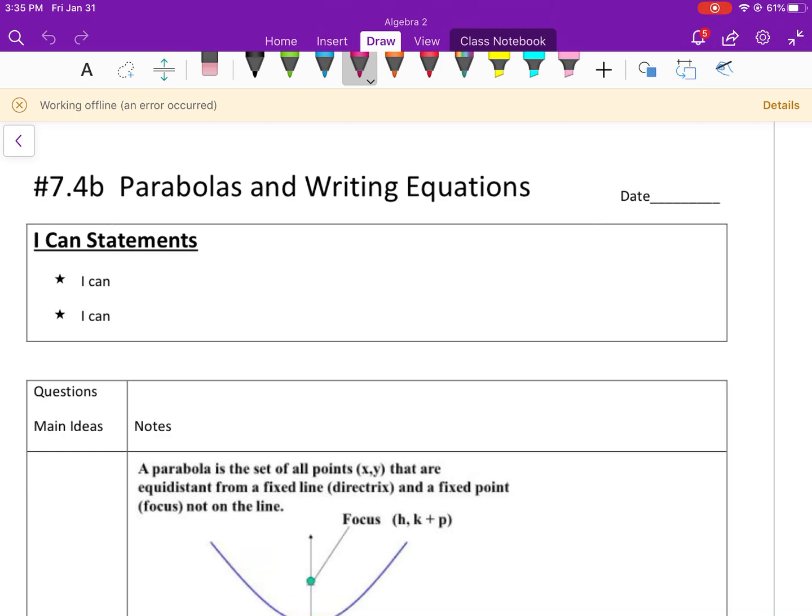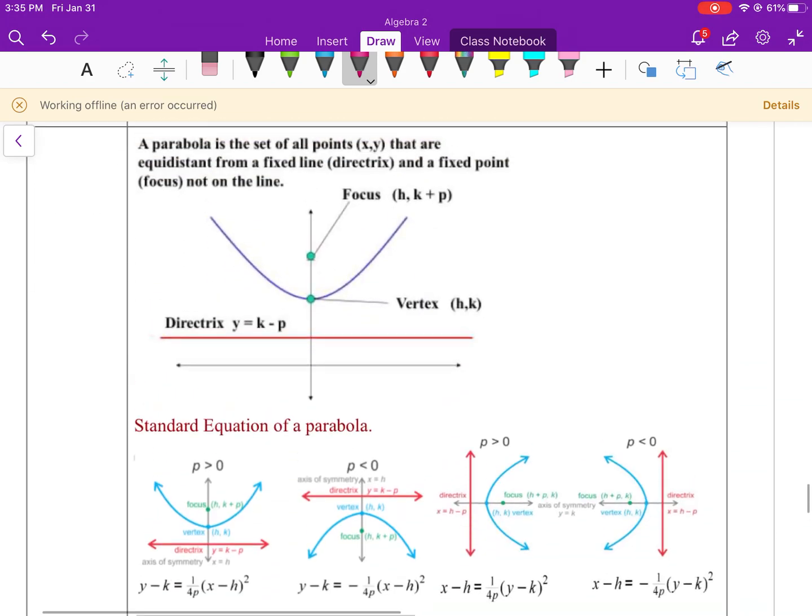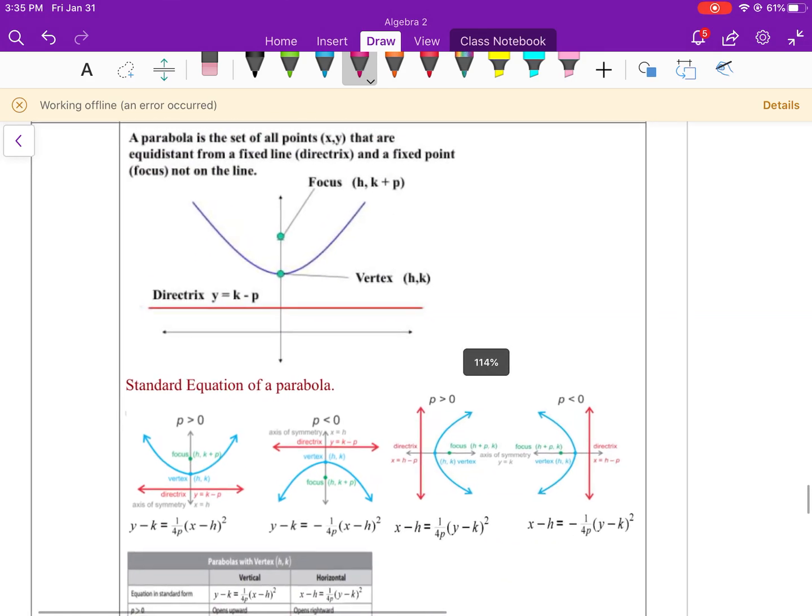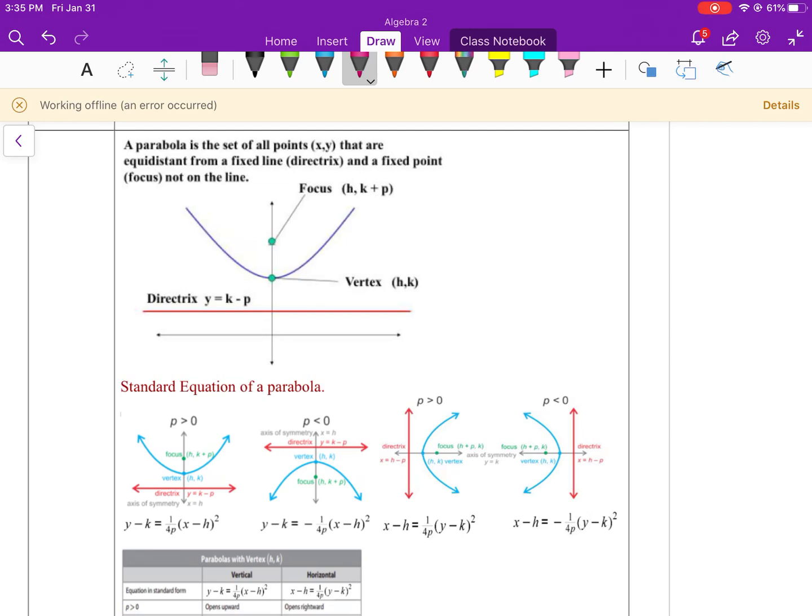So these are graphing parabolas that are centered or have a vertex of (h, k), so instead of centered at the origin. So here's some vocab and some reminders about a parabola and the pieces that we're going to use.